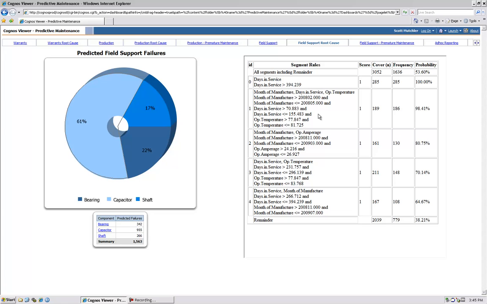The second rule is a little more interesting in that it's related to the month of manufacture. So it's February of 2008 to May of 2008, and if the operating temperature is between about 78 and 82 degrees, we have a very high likelihood of failure. Again, this is pointing us to manufacturing issues with quality. It's also pointing us to groups that are likely to fail so that we can be more proactive about managing these assets.